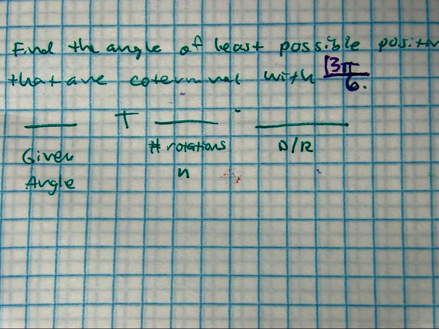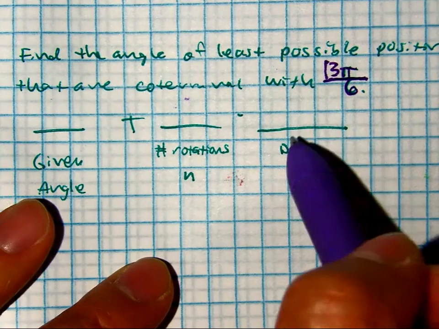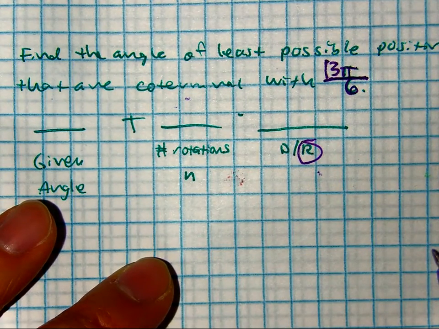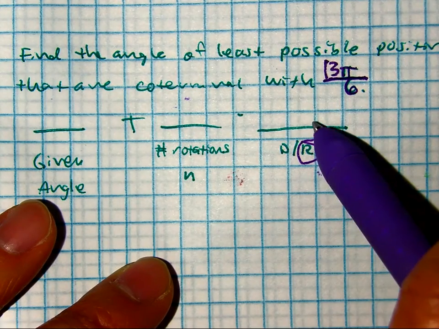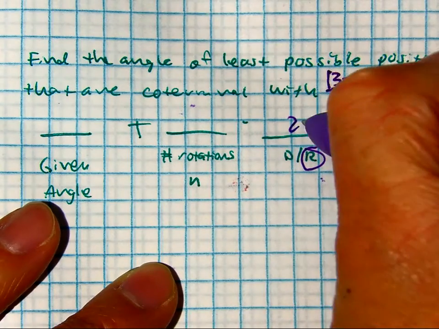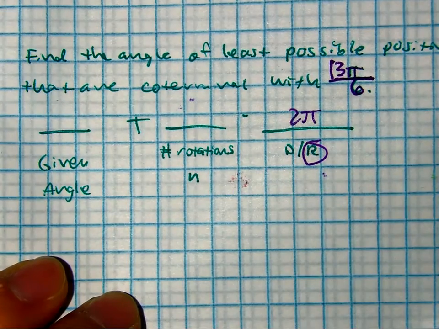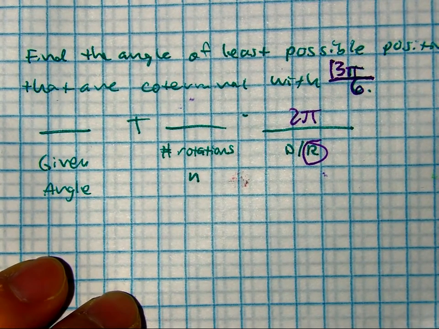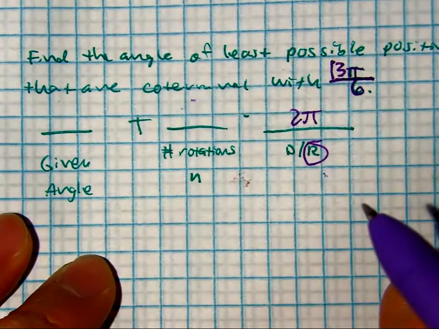All right, class, what information do we know? Degrees or radians? What's a full rotation in radians? So we're not going to write 360 degrees. We're going to write 2 pi. Right? It's just a full rotation. And then our given angle is 13 pi over 6.